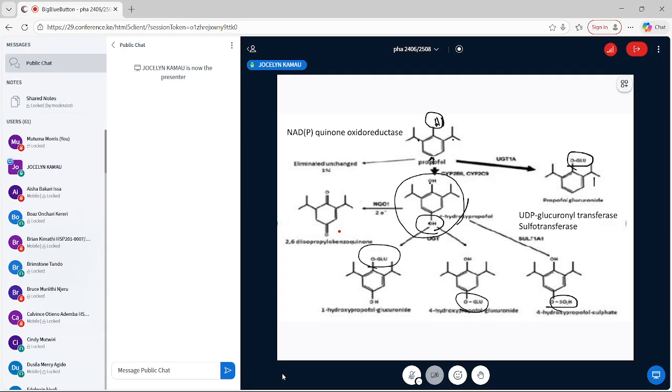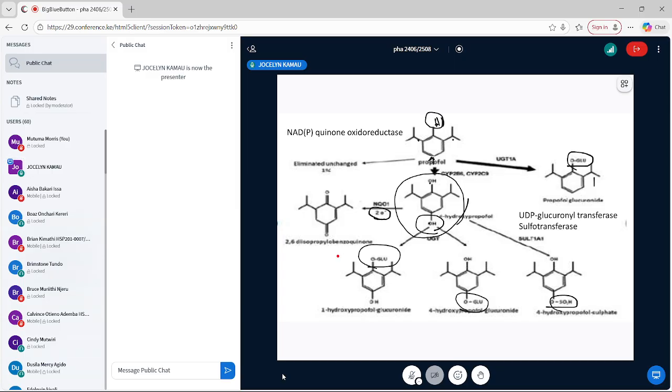You can see NADP quinone, NQO1. So NADP quinone oxidoreductase is an enzyme which will result in loss of electrons. Loss of electrons is equivalent also to oxidation. That becomes a quinone, and you can get the 2,6-diisopropyl in this name.